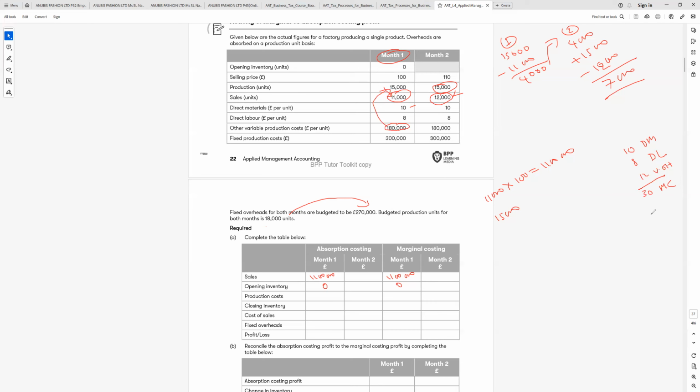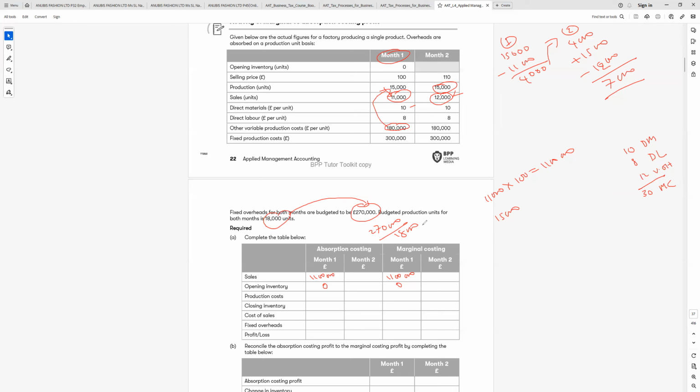Now I want to find out how much is the fixed cost per unit. The fixed cost total, they are saying 270 for how many unit? 18,000 unit. So we said 270 divided by 18,000.